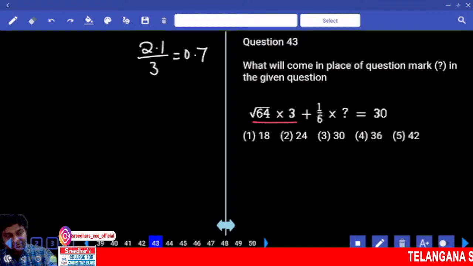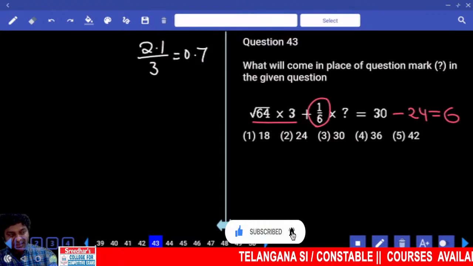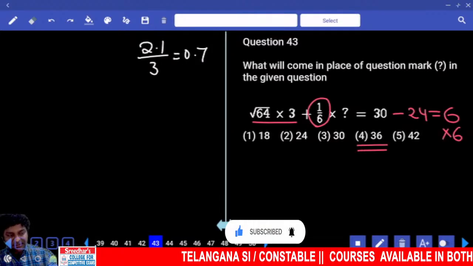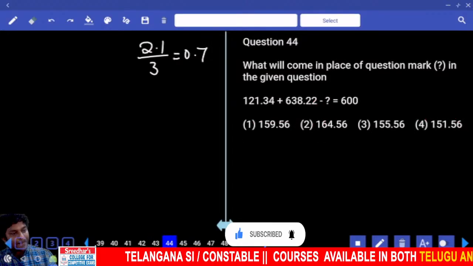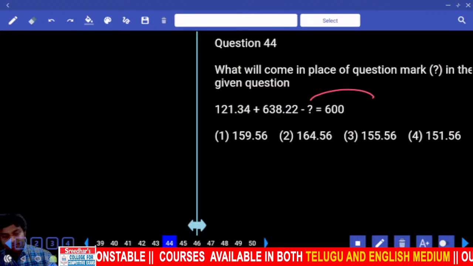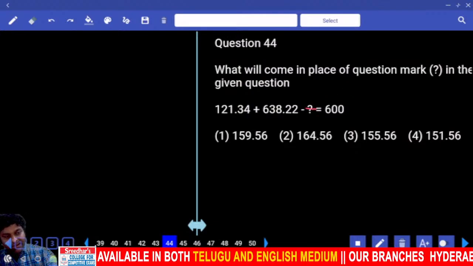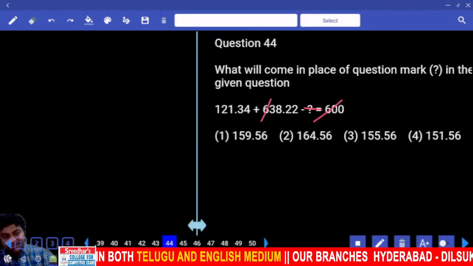3 goes to the other side, which becomes 6. 1 by 6 goes to the other side. 6 into 6, 36. Minus x goes to the other side. 600 comes to left hand side. Is that okay? Minus 600 plus 600. Cancel.